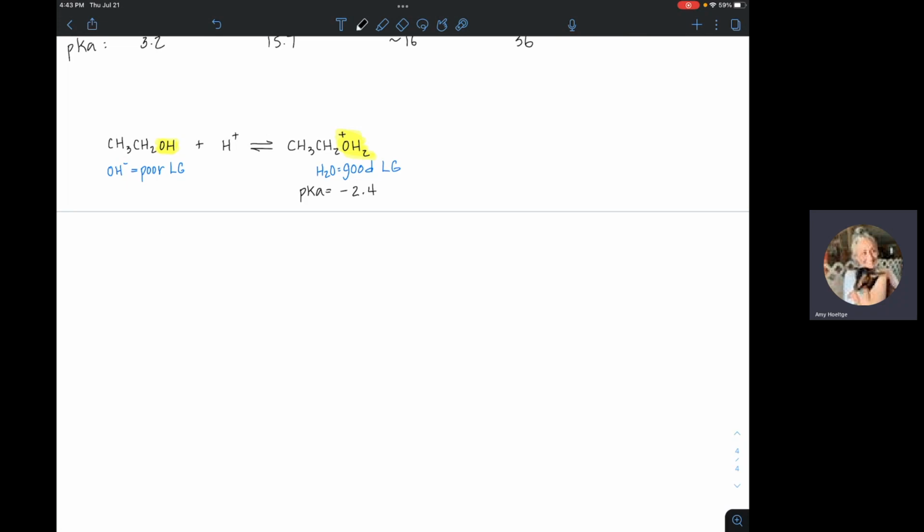On the other hand, take ethylamine. Protonate it, because you figure we're going to create a better leaving group because it'll be a weaker base.